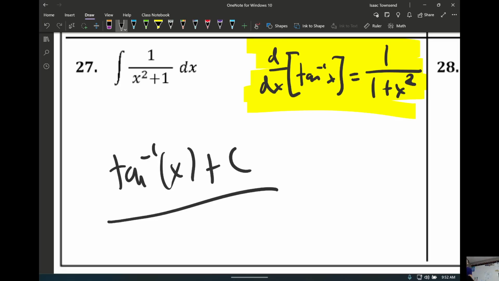Nice. But also, it's kind of good for you to see that it's not undoing power rule. It doesn't look like anything else we've memorized. You can try U substitution if you want to. It's not going to help you. The only way to do that is to recognize that pattern.